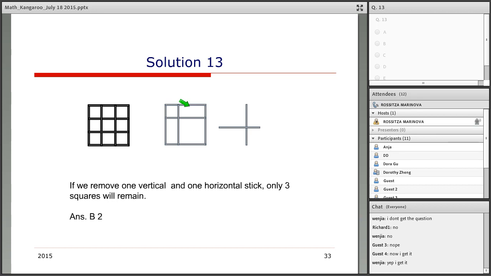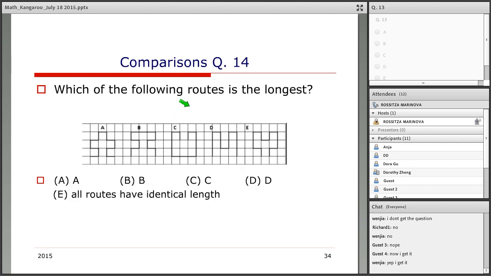So I will be moving to the next question. When you get the recording, feel free to take your own sweet time. Here comes your question number 14. And this is about comparison. Which of the following roots is the longest?